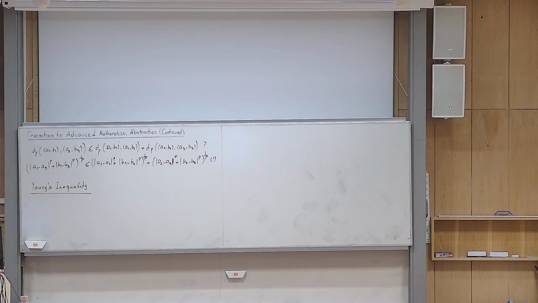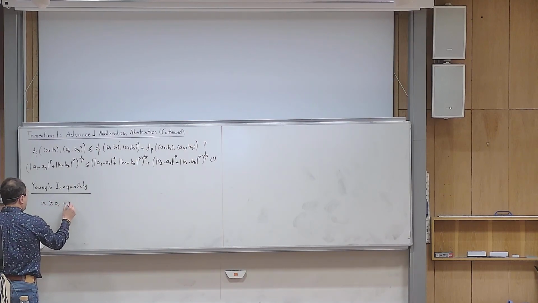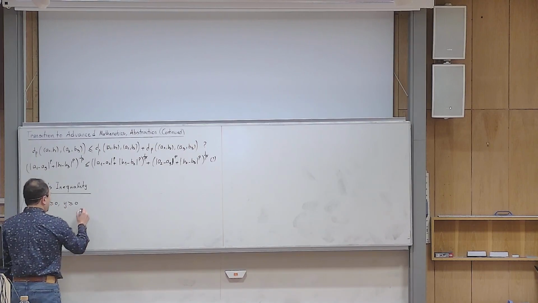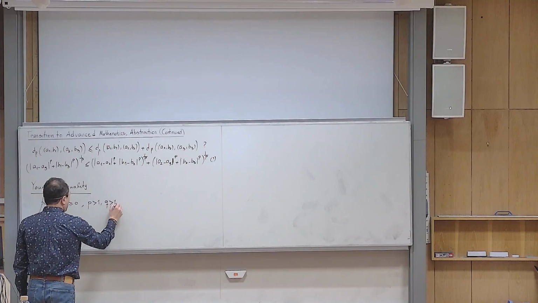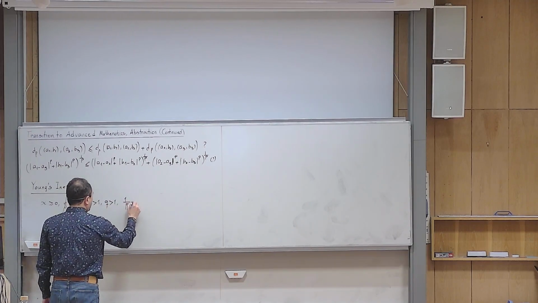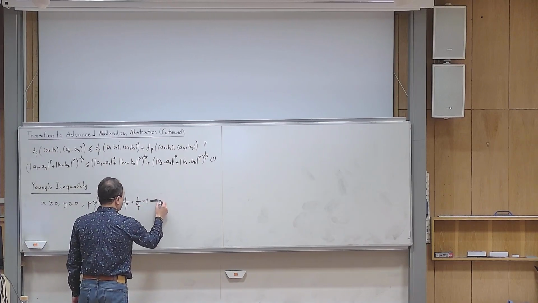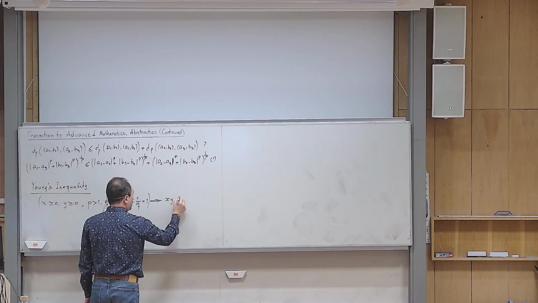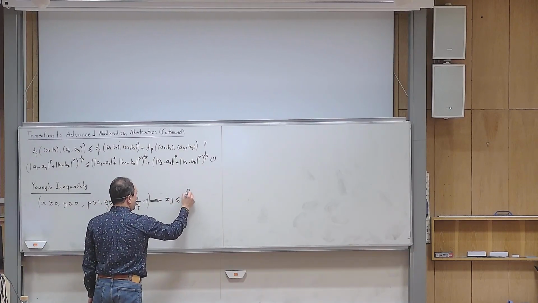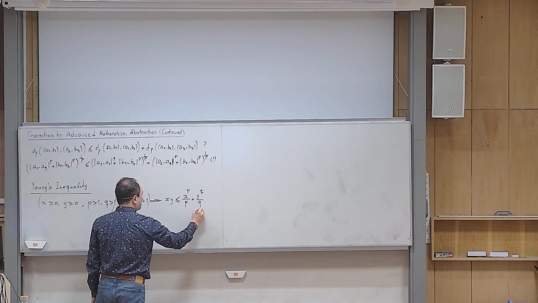So what is Young's inequality? Young's inequality tells you that if x is a non-negative real number, y is a non-negative real number, and if p is greater than 1 and q is greater than 1 and 1 over p plus 1 over q is equal to 1, then from all of them, I can conclude that x times y is less than or equal to x to the power p over p plus y to the power q over q.